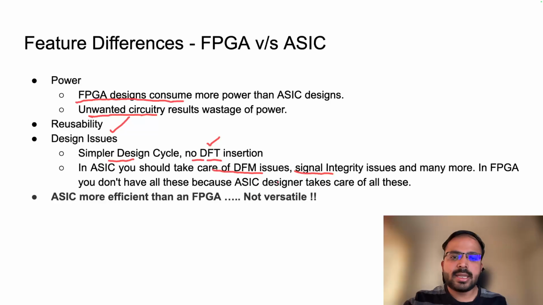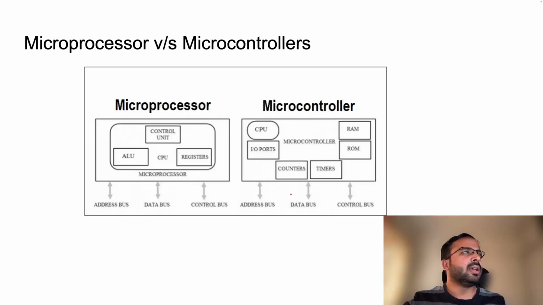So we can say that though ASICs are more efficient than FPGAs in terms of power and performance, because you can scale up frequencies and all that, ASICs are not versatile, because they are not reprogrammable. You cannot program and reprogram as per your different purposes. So that's the difference between these design approaches.